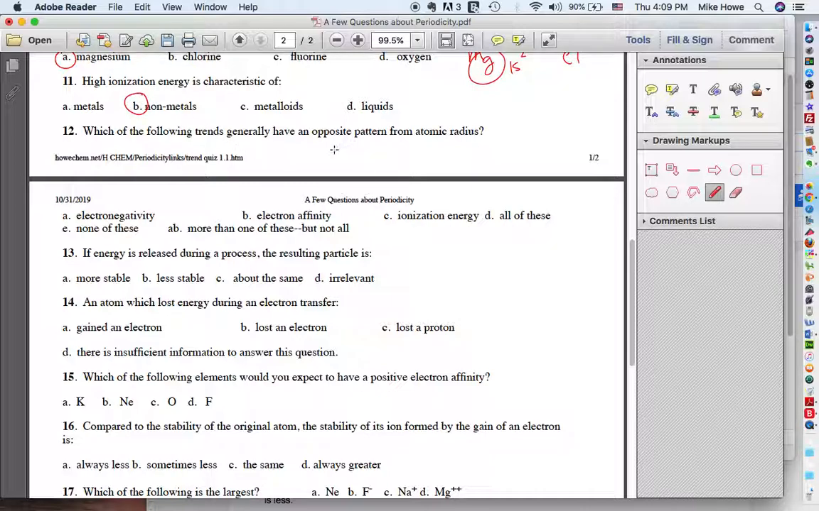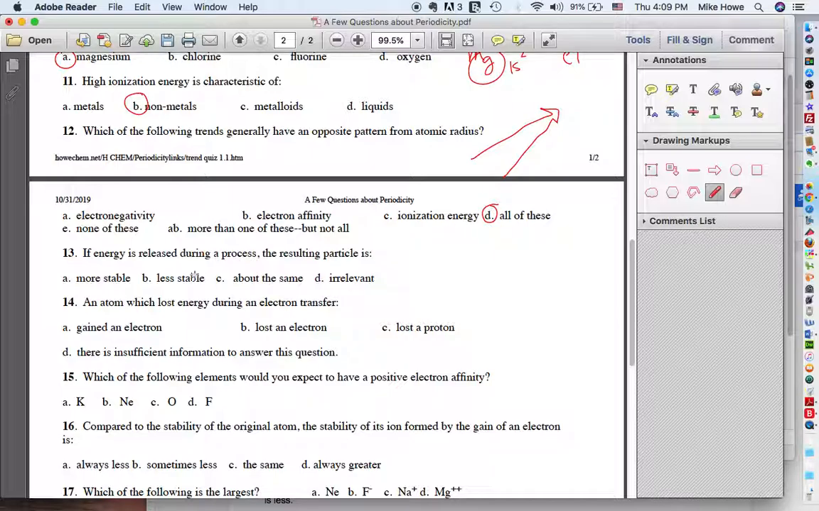And which one has an opposite pattern from atomic radius? Well, radius got smaller as you go in this direction, like that on the periodic table. But the others all got larger as you went in that direction. So they all are opposite.